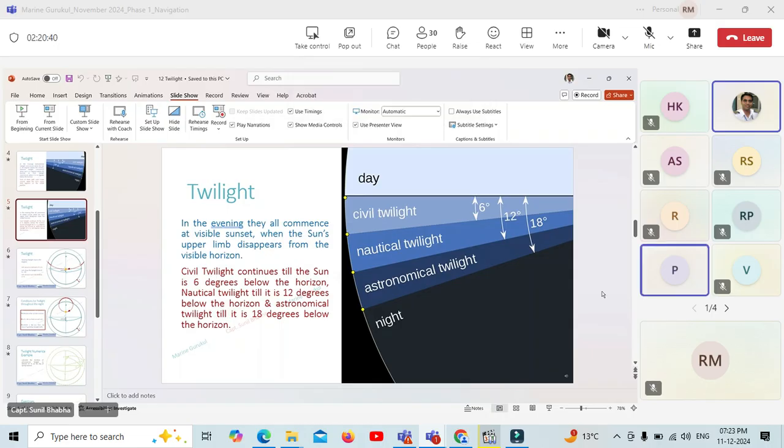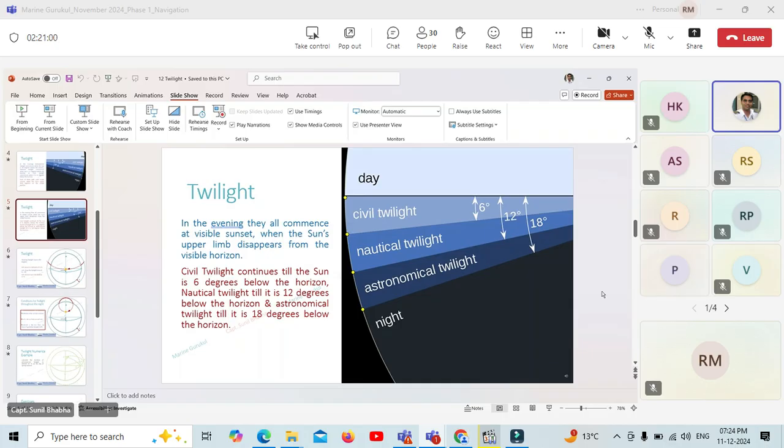Okay, sir. And after that, the time given is the nautical. That is the ending of the nautical twilight. End time is given. So commencement will be just before one column. Sorry, commencement will be sunset. Okay, sir.